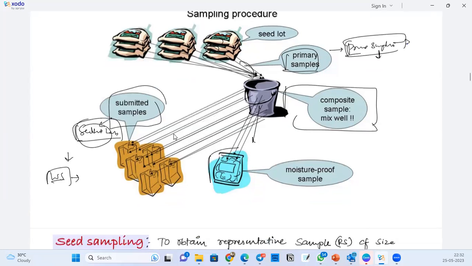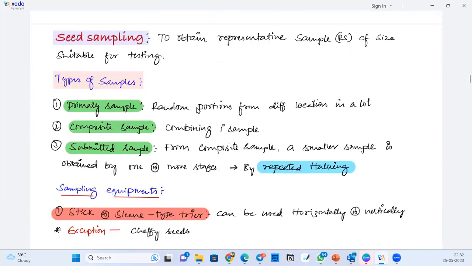So coming back to sampling. Sampling is done to get representative samples of a size suitable for testing. If we go through the types of samples, primary samples are clubbed together to form the composite sample. From this composite sample, there is a submitted sample which will be sent to the seed testing laboratory. So these are the three different types of samples.